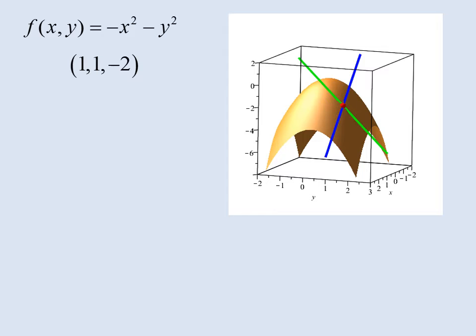Now here I've drawn the graph of both of those lines, the tangent line in the x direction and the tangent line in the y direction. Now we'll talk about this in the very near future, but remember, two lines determine a unique plane. So guess how we can find the tangent plane?